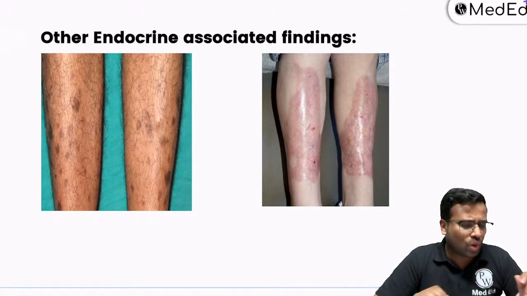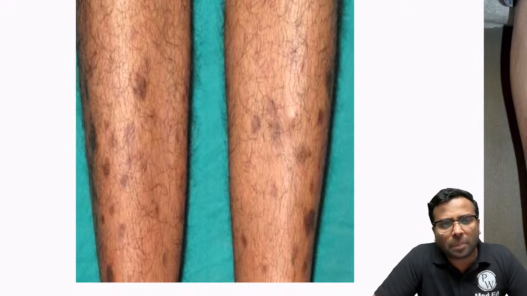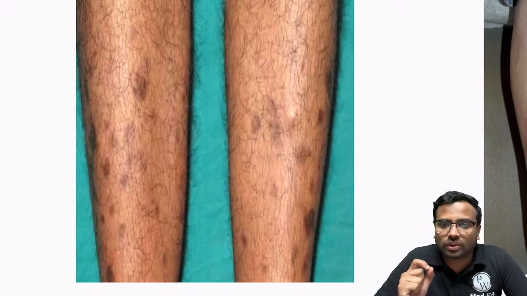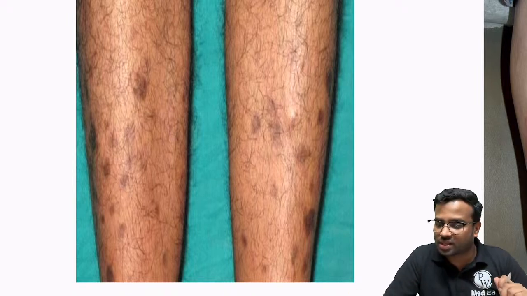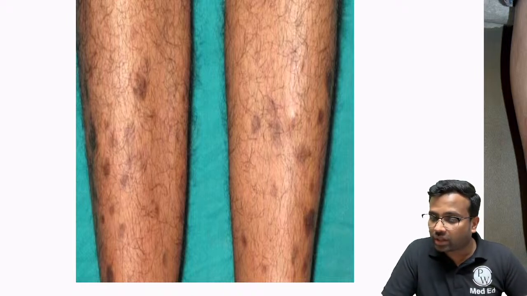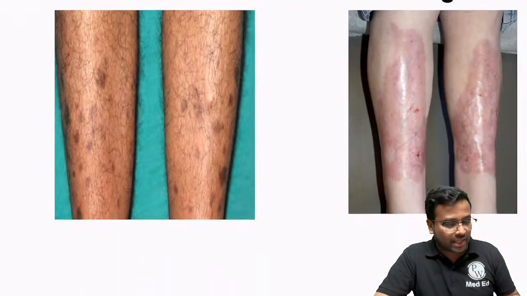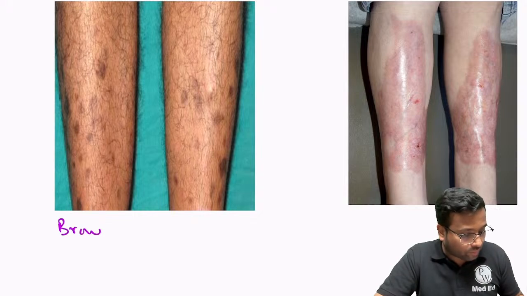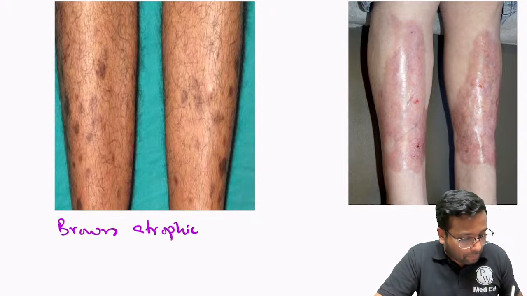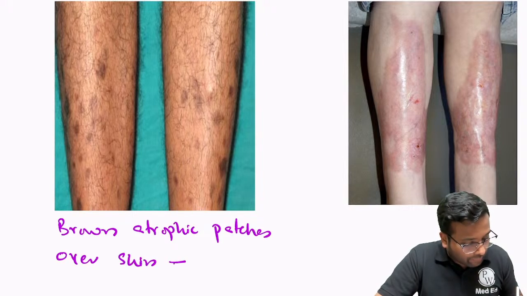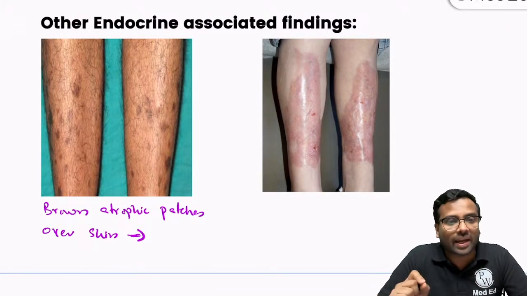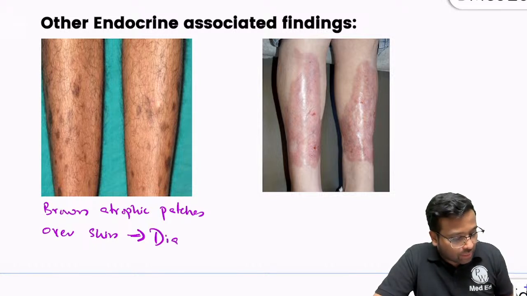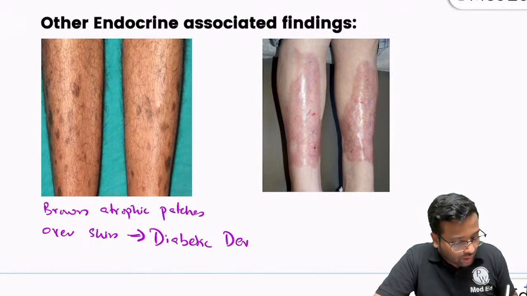Now if a patient comes to you saying that there are some brownish atrophic kind of lesions present over the shin, in such cases, what is the diagnosis? Anybody in the chat box, please? So what is this diagnosis? So here what you can see is brown atrophic patches over the shin area. Now, this can be a marker of complications of diabetes, and this one is called diabetic dermopathy.